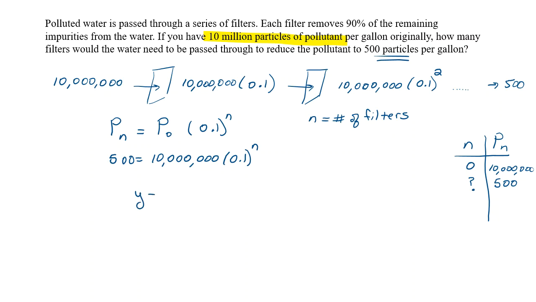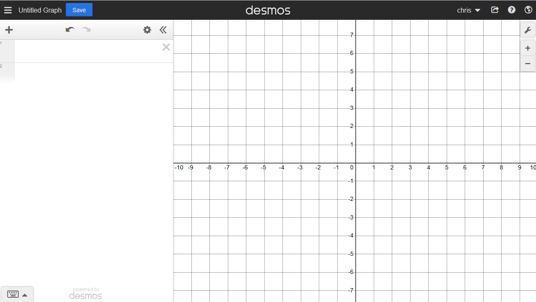We're going to go to Desmos and type in y equals 10 million times 0.1 to the x. Then we're going to type in y equals 500, which is going to be a horizontal line, and see where these two things intersect. This is an interesting example to do with Desmos because the numbers are so big. Getting the scale right and getting the graph to look good can be a little challenging, so I want to show you how to do that.